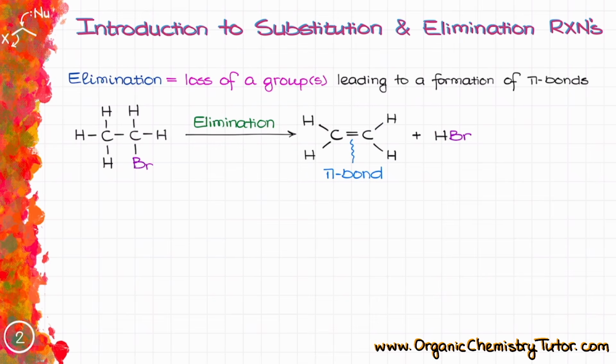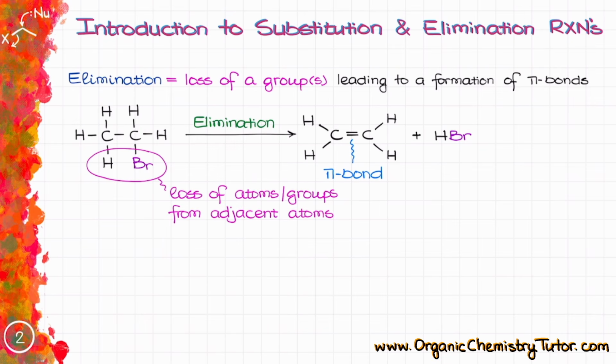Now, an elimination reaction, in contrast to a substitution reaction, is the one where we have a loss of a leaving group leading to a formation of a new pi bond. And here is something really important you want to keep in mind. An elimination reaction requires a loss of a leaving group, which is a bromine over here, in addition to another atom or a group on an adjacent carbon.